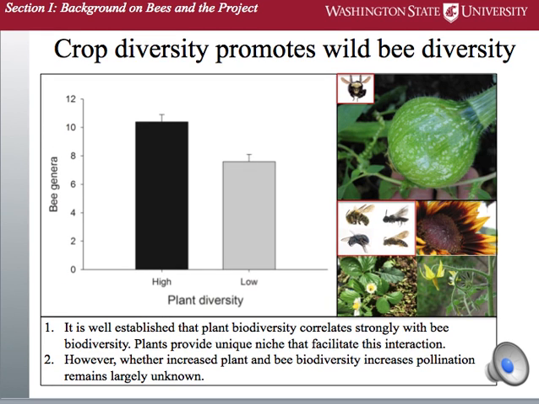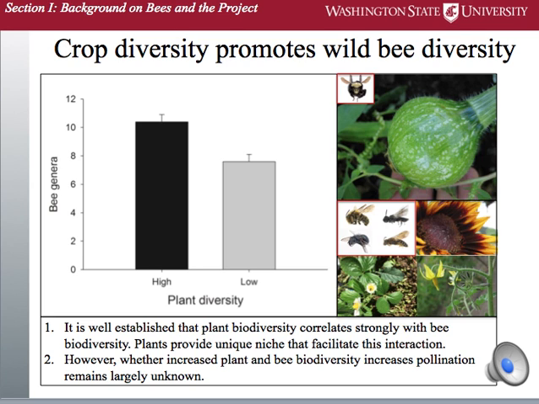As I mentioned in the previous slide, crop diversity promotes wild bee biodiversity, and this is a huge result from our initial 4 years of studying pollinators, in that we found that with increasing plant or crop diversity on farms, seen with this black bar here, high plant diversity, these farmers also significantly increased bee diversity or bee genera on their farms. And this was over farming systems that had low plant biodiversity. Those had significantly fewer bee genera on their farms. And so it's fairly well established that plant diversity correlates strongly with bee biodiversity, but this hasn't been shown very much in farming systems, so this is kind of an interesting result.